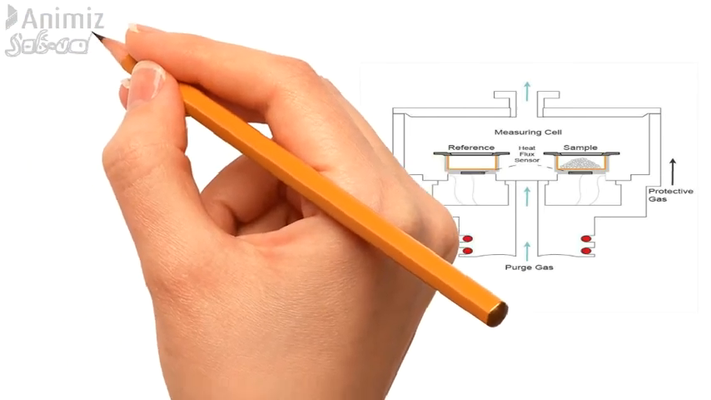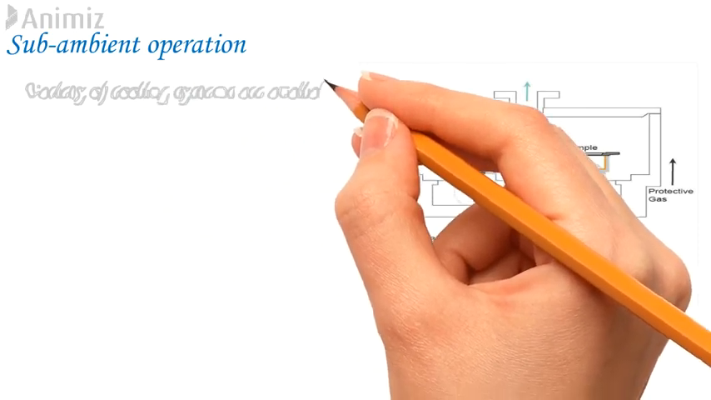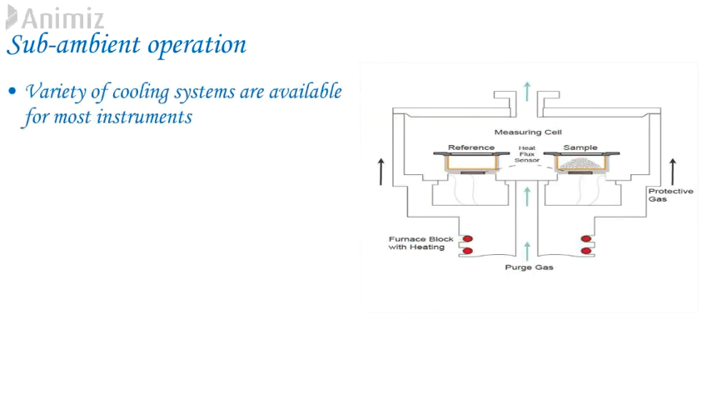14. Subambient operation. A variety of cooling systems are available for most instruments, and these are now mostly automatic in operation. Issues of filling liquid nitrogen systems and often availability mean the refrigerated coolers are often preferred, and some systems can be operated at below -100 degrees Celsius. Intercoolers are preferred for use with an autosampler since there is no risk of the coolant running out.